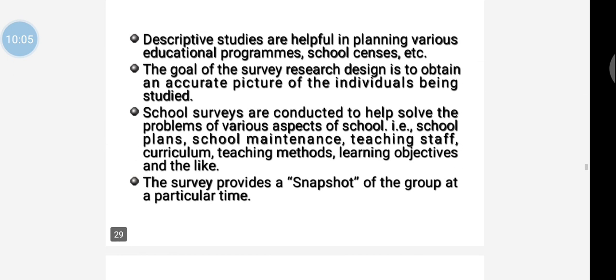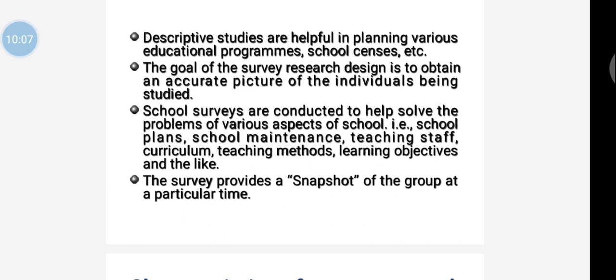Then, descriptive studies are helpful in planning various educational programs, school census, etc. The goal of the survey research design is to obtain an accurate picture of the individuals being studied. School surveys are conducted to help solve the problems of various aspects of school, that is, school plans, school maintenance, teaching staff, curriculum, teaching methods, learning objectives, and the like. The survey provides a snapshot of the group at a particular time.